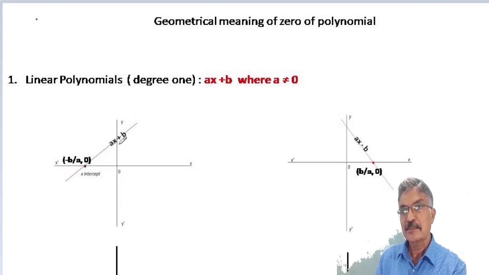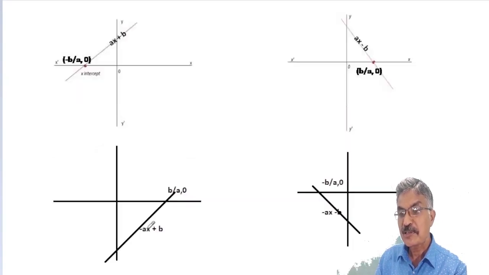Again, sometimes the polynomial may come in this way, ax minus b, where the constant term is negative. Then the zero will be on the positive side of the x-axis, that is (b by a, 0). This is the zero of the polynomial. Sometimes the polynomial may be in this way, minus ax plus b, where the coefficient of x is negative. Then the line may look like this, and it will meet the x-axis at (b by a, 0), that is, the positive side of the x-axis.